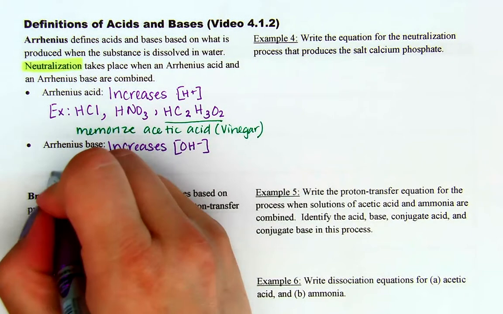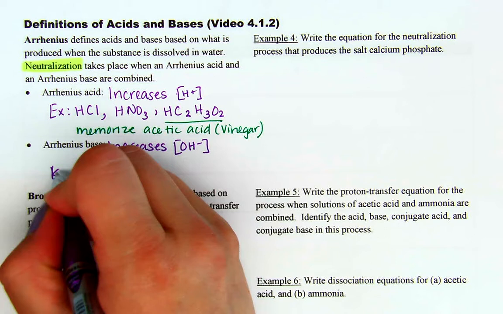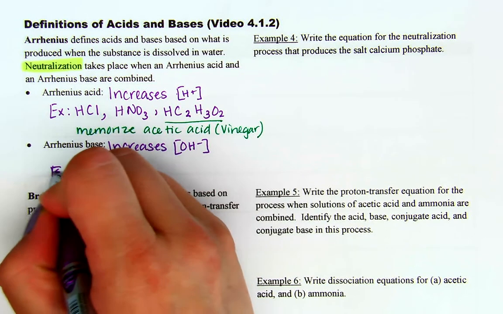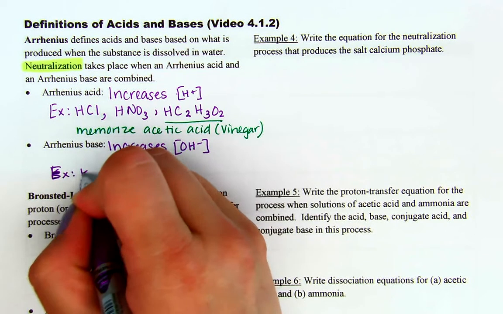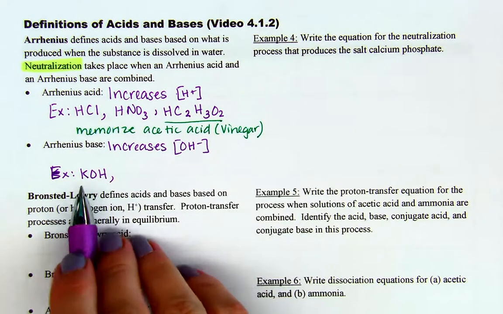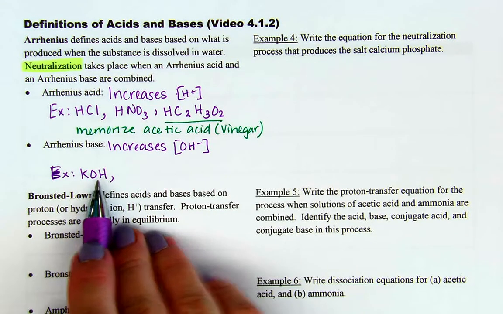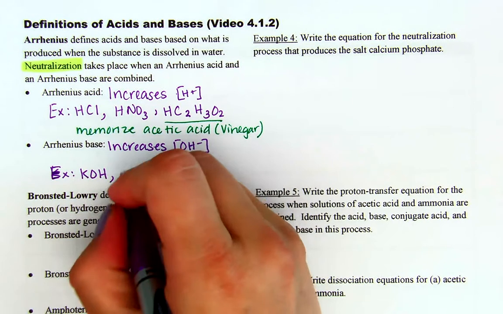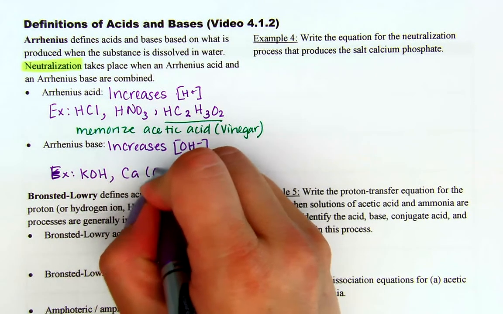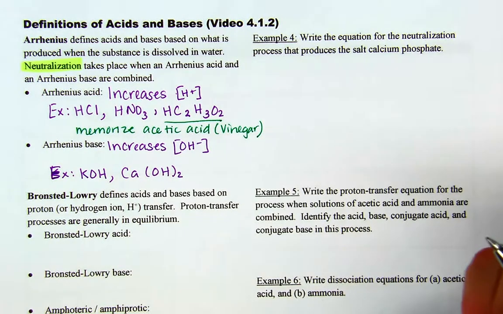So for example, KOH, potassium hydroxide, will dissociate into K plus and OH minus, and then also calcium hydroxide is a good example of this. Both are strong bases.